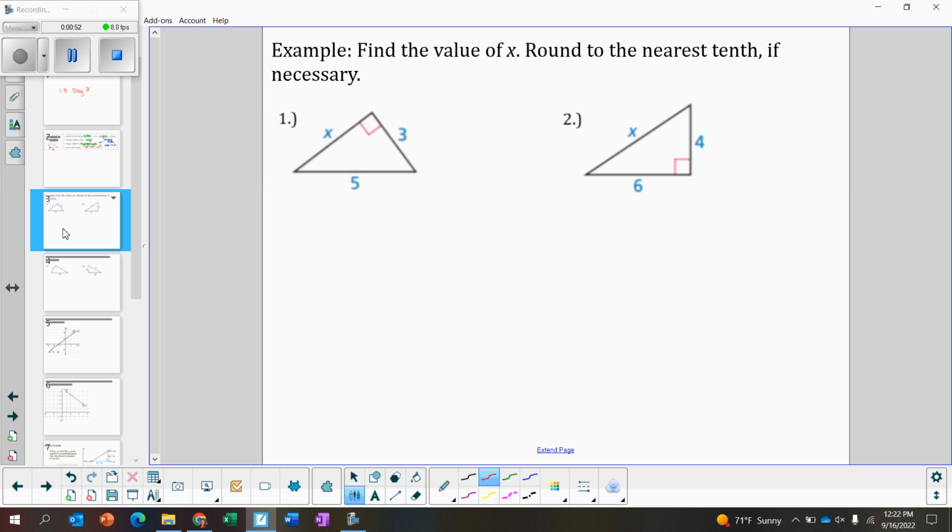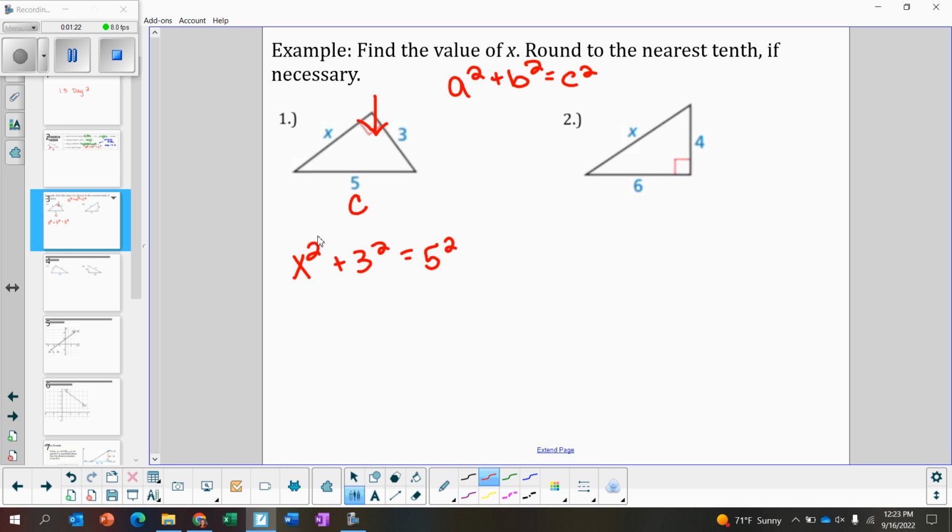So for our examples, we're first going to identify which side is C. A and B are interchangeable, so I could label them A and B or B and A. But this side, opposite the right angle, is C. So when I set up a squared plus b squared equals c squared, x and 3 will go in for a and b, and that will equal c squared, which is 5 squared.